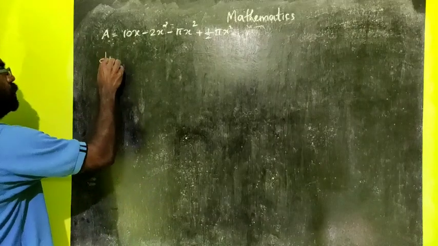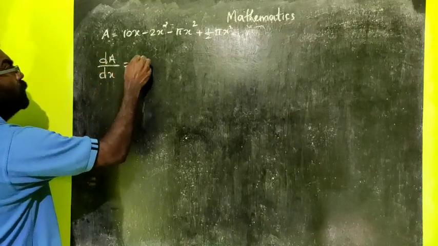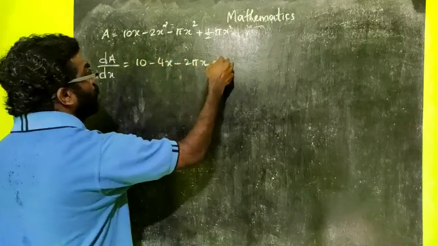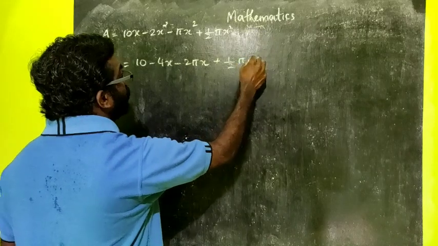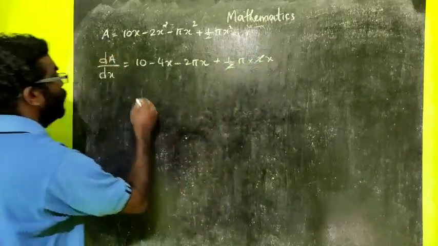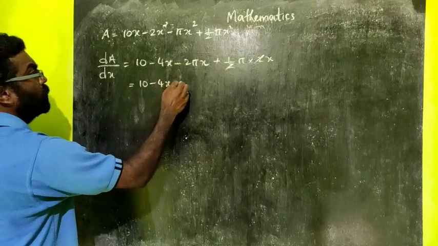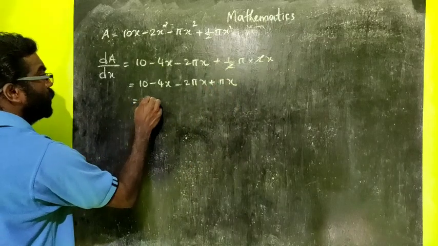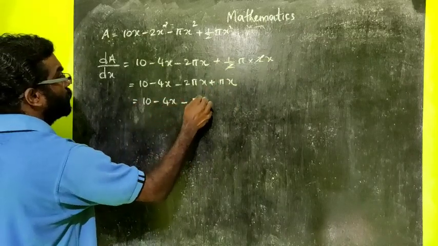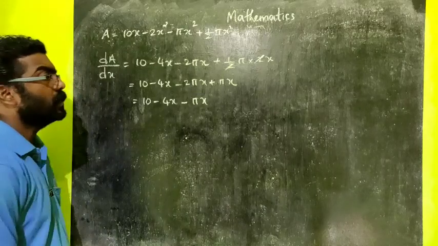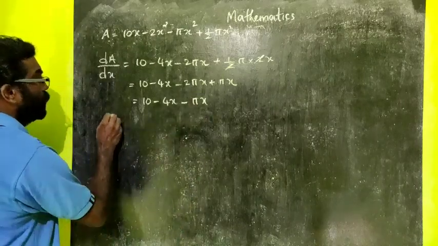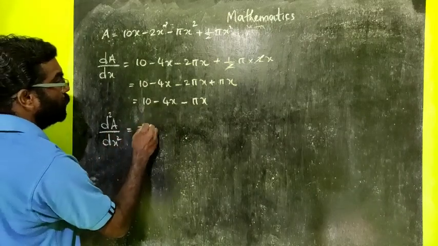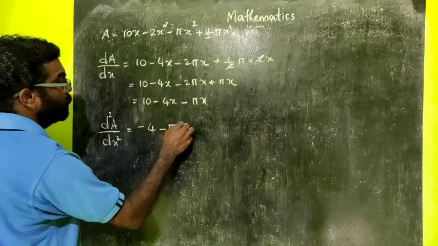Now we can find the derivative. dA by dx is equal to 10 minus 4x minus 2 pi x, plus half pi into 2x. This 2 and 2 we can cancel. 10 minus 4x minus 2 pi x plus pi x, which gives 10 minus 4x minus pi x. Now the second order derivative, d square A by dx square, is equal to the derivative of a constant 0, then minus 4 minus pi.